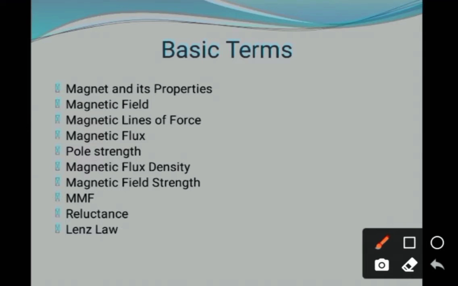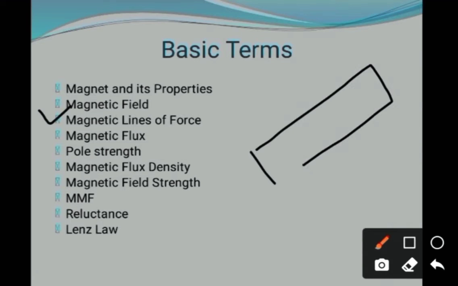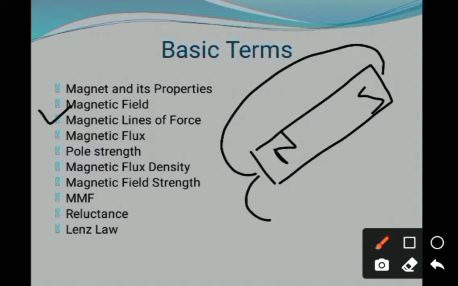Next point is magnetic lines of force. Magnetic lines of force, it is defined as magnetic field of magnet is represented by imaginary lines around the magnet. Consider a magnet having two poles N and S. So there are some imaginary lines are present around the magnet. So these imaginary lines are called as a magnetic lines of force.